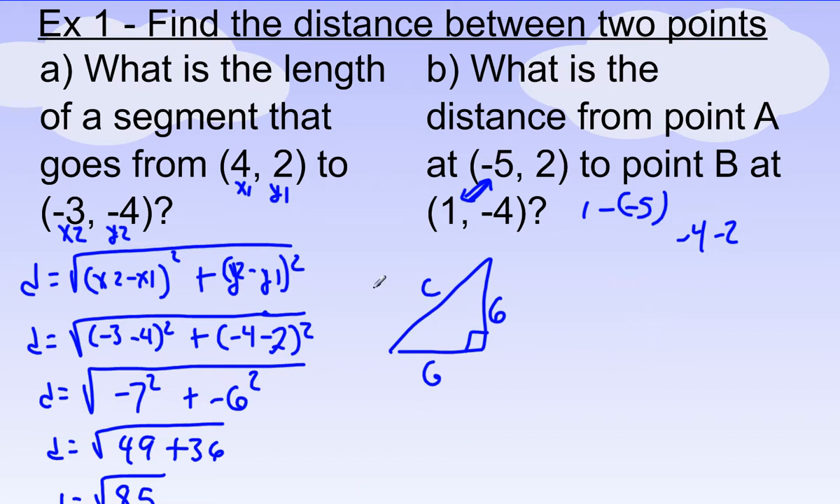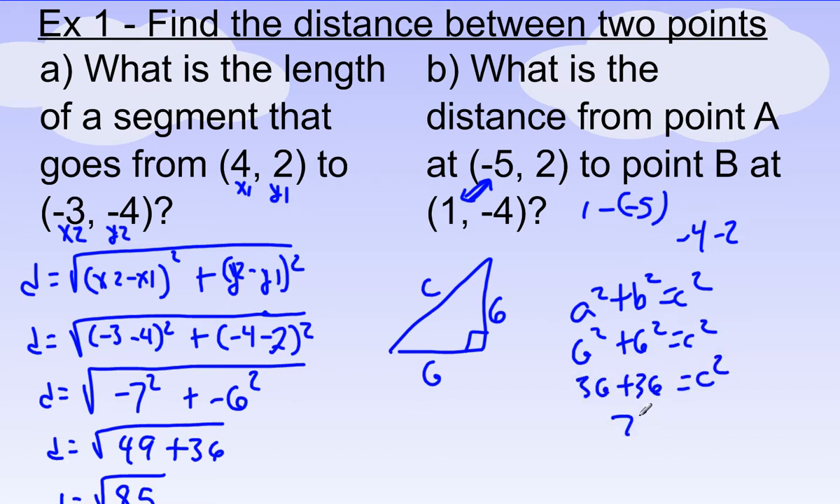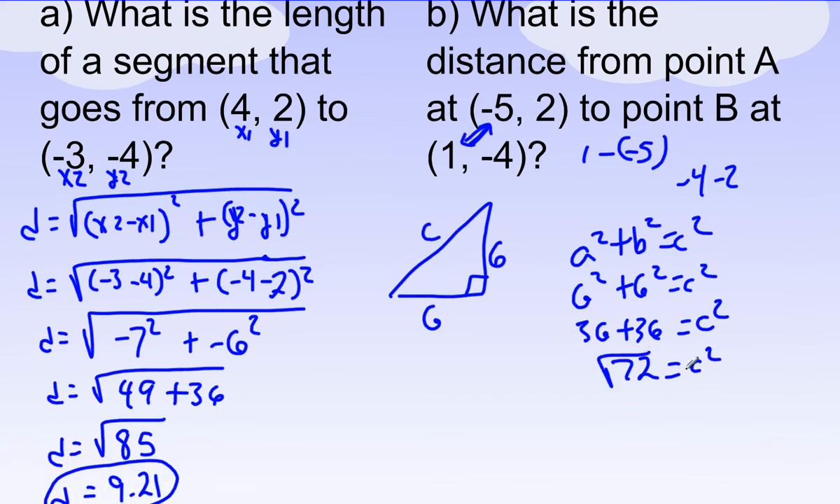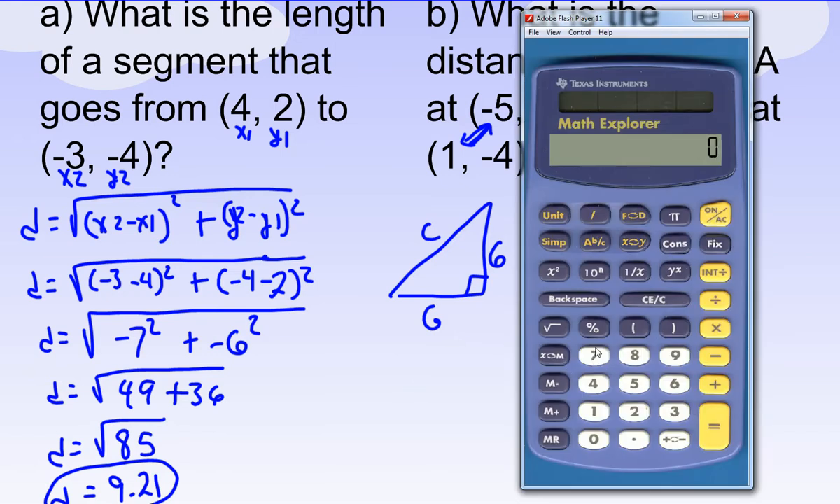Think to yourself, are you finding this easier than plugging the numbers into the formula? Maybe. a squared plus b squared equals c squared. 6 squared plus 6 squared equals c squared. 36 plus 36 equals c squared. 72 equals c squared. Yes, I went fast, but that's just plugging numbers in and multiplying. Square root each side. c equals, calculator says, 8.48.